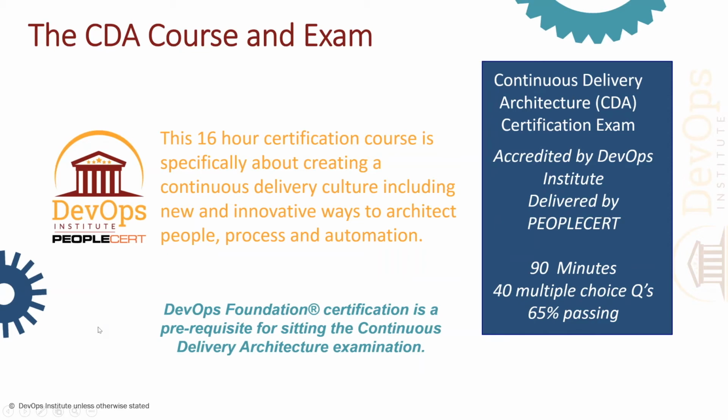So the CDA, or Continuous Delivery Architecture course, is part of DevOps Institute's portfolio of DevOps Practitioner series. Each of the DevOps Practitioner courses is specific to a competency. We recently introduced DevOps Test Engineering, very recently DevOps Leader, and now Continuous Delivery Architecture. It is intended to be a 16-hour course. It is delivered globally by our channel of registered education partners, and it is about creating a continuous delivery culture, including the new and innovative ways to architect and orchestrate not only automation, but people and process as well.